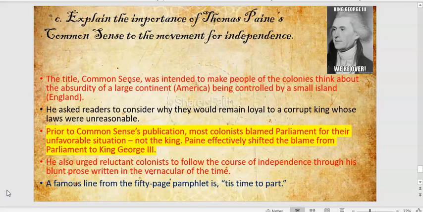After Thomas Paine writes Common Sense, the blame shifts from Parliament to the king. So now people start blaming King George for their situation instead of Parliament, okay? Sorry about my printer going off there in the background. So he uses this plain language to get the blame moved from Parliament to the king, okay? And to make them realize that it's stupid for England to try to control America, right? One of the famous lines of his pamphlet is, "'Tis time to part."